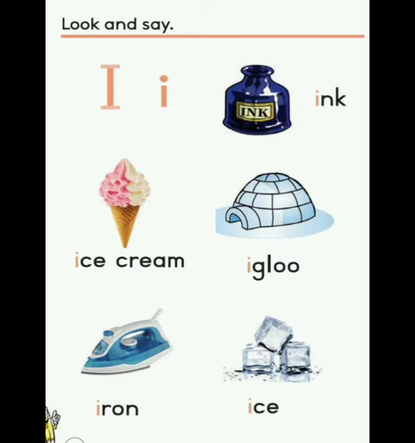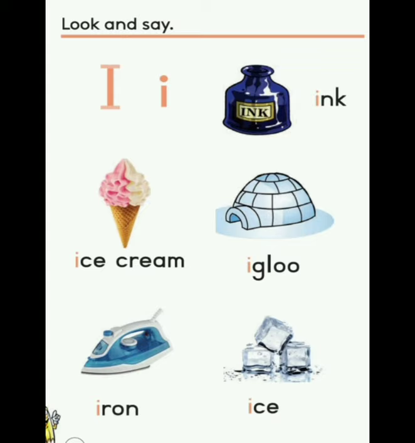Here there is a reading session, so I'm going to read it out. I'm going to read thrice. You have to listen to me carefully, and in my third reading you are going to read along with me. Look and say, capital I and simple I. There are 5 pictures given here. I'm going to read it out. The first picture is ink. How do you pronounce it? Ink.